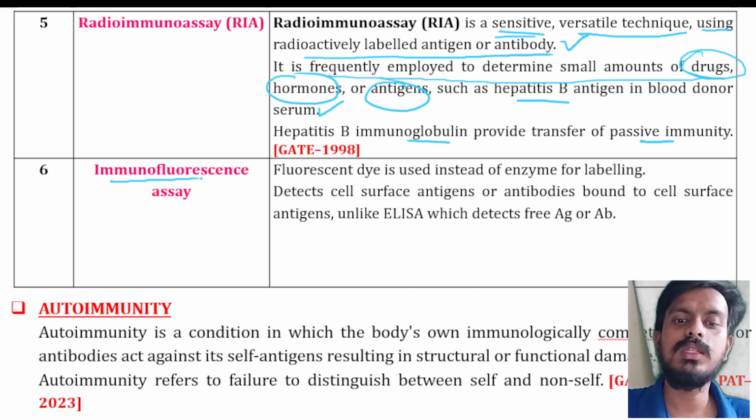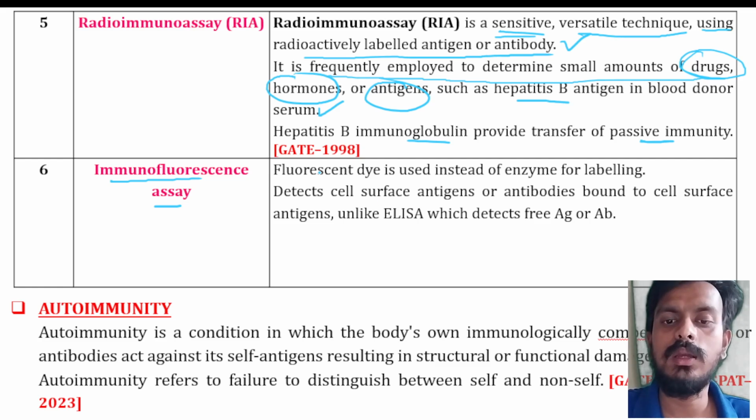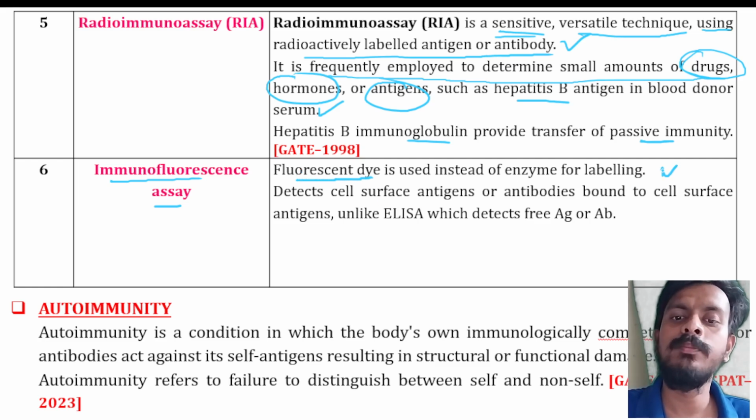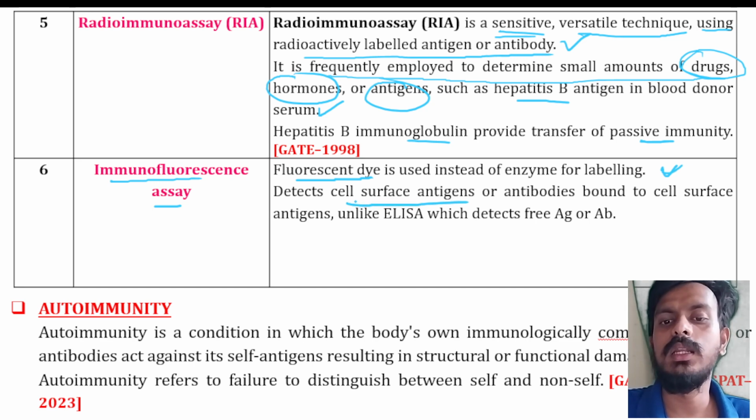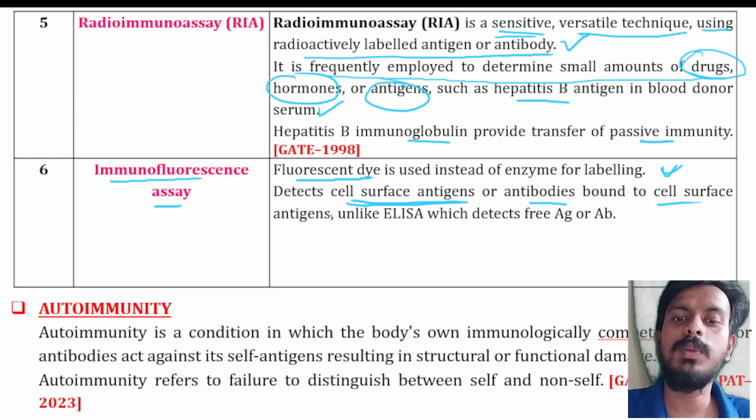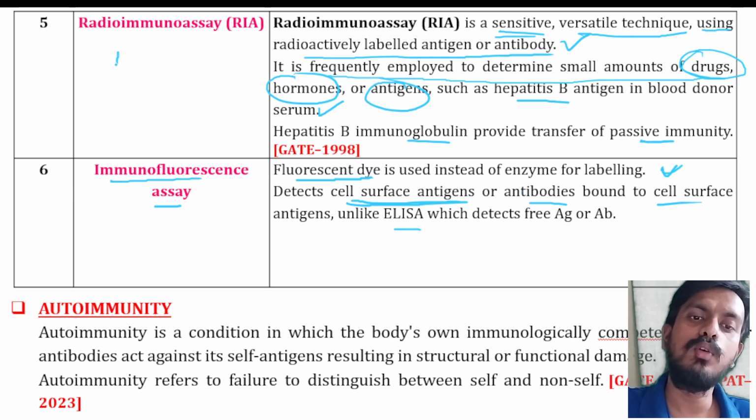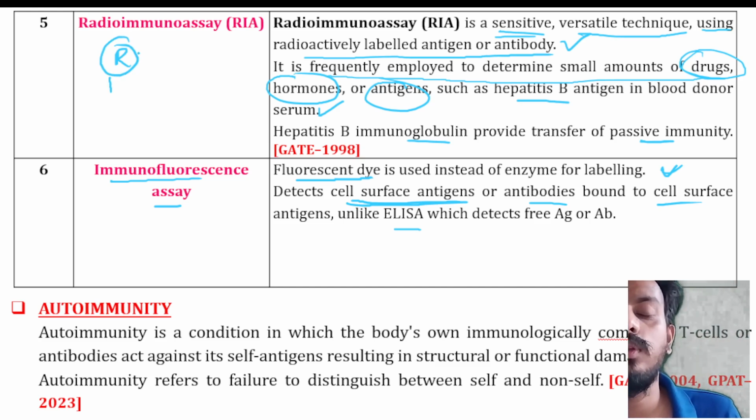Next is the immunofluorescence assay. In this assay, a fluorescent dye is used instead of enzyme labeling. It detects cell surface antigen, that is, antibody bound to the cell surface antigen, unlike ELISA. In case of RIA, there will be a radiolabeled material bound, and that radiolabeled material will react with the antigen.